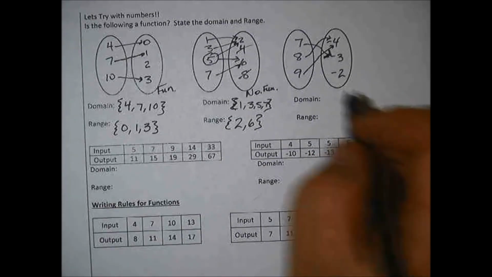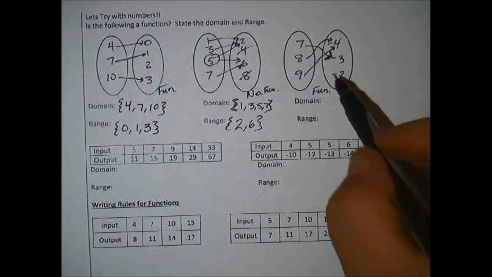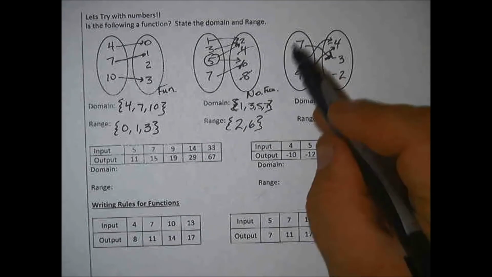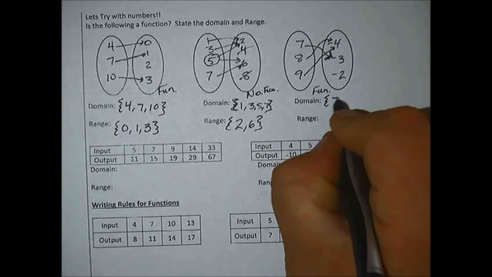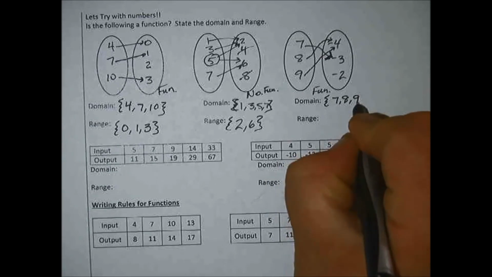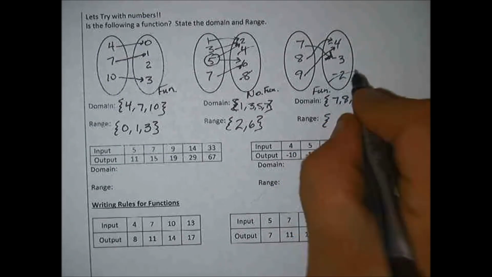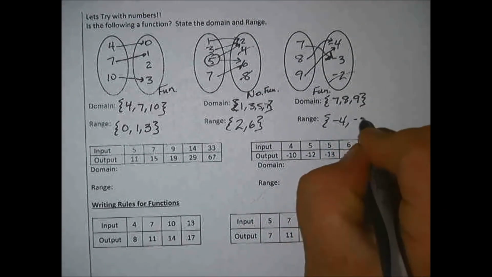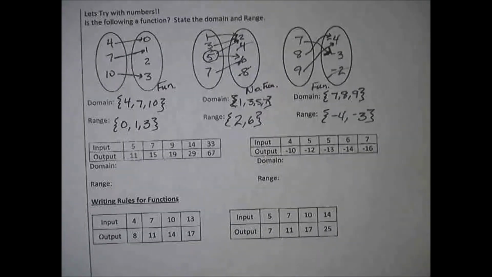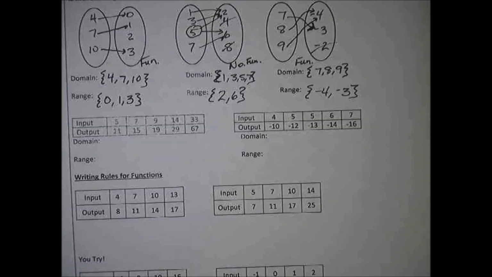All right, welcome back. Hopefully you understood this is a function. It's a lot of fun. No one number over here has two branches coming out of it. The domain is 7, 8, and 9, and for the range, -2 might as well not even be there, but we have -4 and -3. So that's the domain and range, and it is a function.